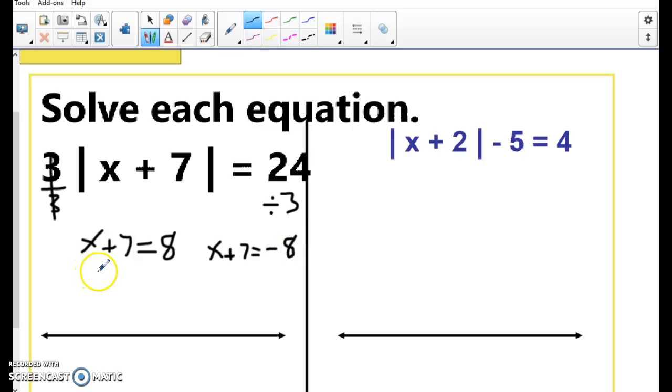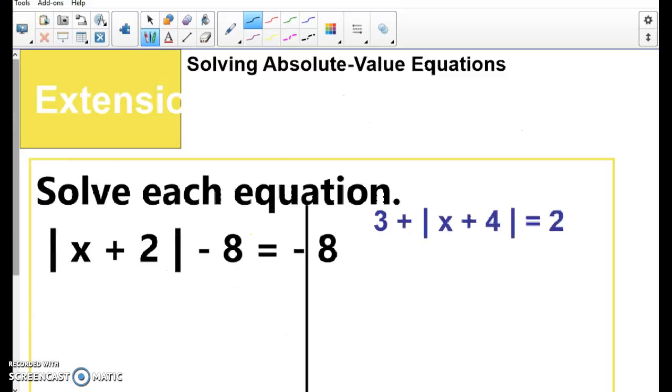And then same thing as before, I'm going to subtract 7 from both sides. The first one's usually a little easier to see. 8 minus 7 is 1. So x could be 1 here. So 1 plus 7, yep, that equals 8. Over here, it's going to be negative 15, because negative 15 plus 7 does equal negative 8. Absolute value of negative 8 is positive 8.